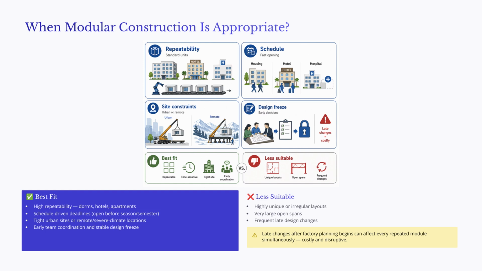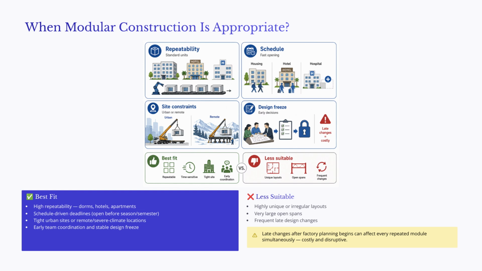This slide is very important because modular construction is not the right solution for every project. Modular construction is usually a strong fit when the project has a high degree of repeatability. Examples include student housing, hotels, apartments, military housing, and patient rooms. When many spaces are similar, the factory can repeat details, reduce learning time, improve consistency, and increase production efficiency. It is also a strong option when the project is schedule-driven. For example, a residence hall may need to open before the beginning of a semester, or a hotel may need to open before a tourist season.